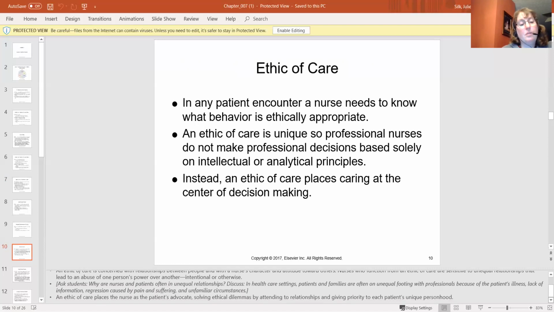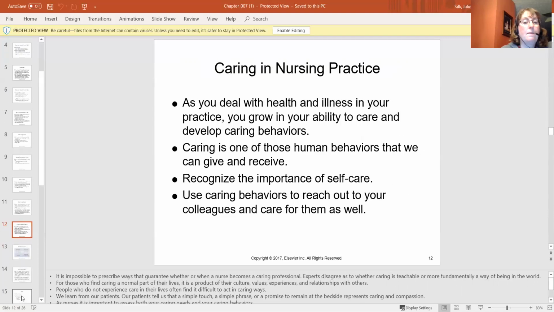An ethic of care places the nurse as the patient's advocate, solving ethical dilemmas by attending to relationships and giving priority to each patient's unique personhood. As you deal with health and illness in your practice, you grow in your ability to care and develop caring behaviors. Caring is one of those human behaviors that we can give and receive.